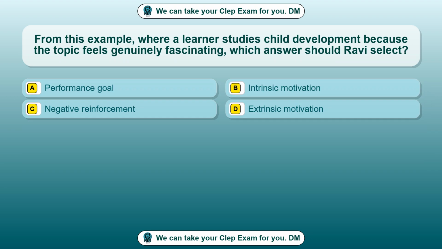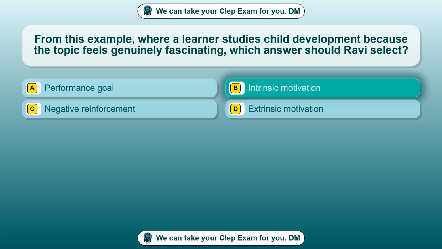Question 26. From this example, where a learner studies child development because the topic feels genuinely fascinating, which answer should Ravi select? Option A, performance goal. Option B, intrinsic motivation. Option C, negative reinforcement. Option D, extrinsic motivation. The correct answer is option B, intrinsic motivation.